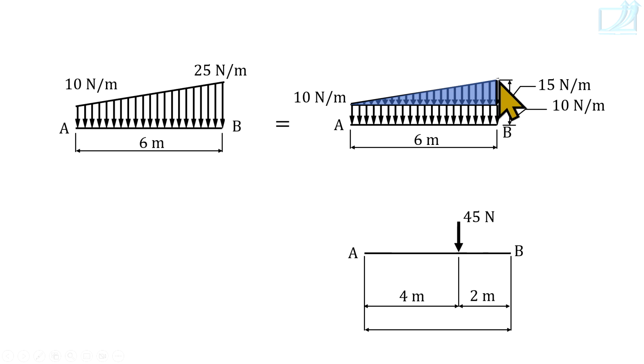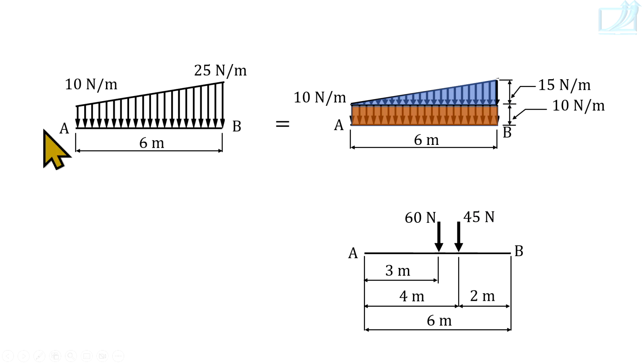45 Newton, 15 into 6 divided by 2. Area of triangle formula as I told you earlier. And now this rectangular load is to be shown as a point force at the center of this length. So the length is 6 meters, so half of the length, 3 meters from end A and of course 3 meters from end B, and it is 60 Newton, as if you are finding the area of a rectangle. So the given trapezoidal load, given uniformly varying load, is a combination of these 2 point forces.